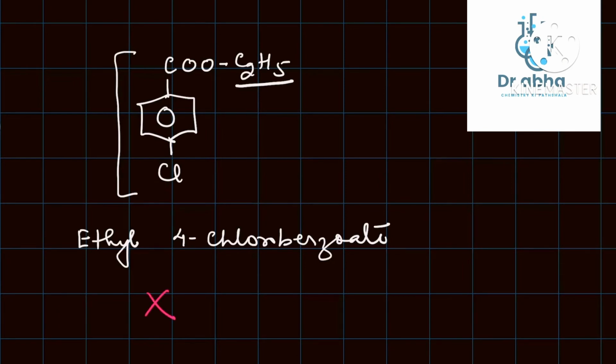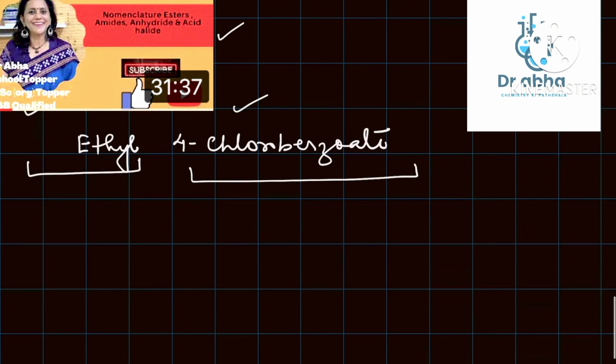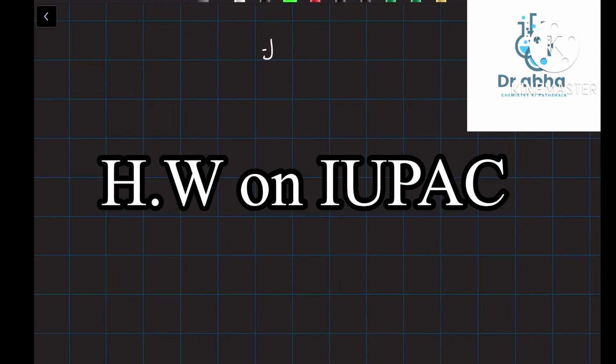Why is there going to be no hyphen? Because the name has 2 parts. This is the alkyl part and this is the alkanoate part. So both of them have separate numbering. The alkyl part doesn't have a numbering, so 4-chlorobenzoate is the numbering for the benzoate part, right? So these were the examples. Hope this is good enough for you. So please note down the homework.